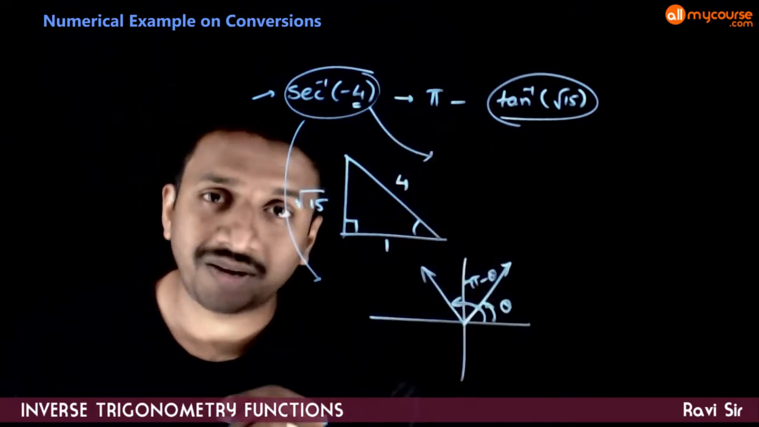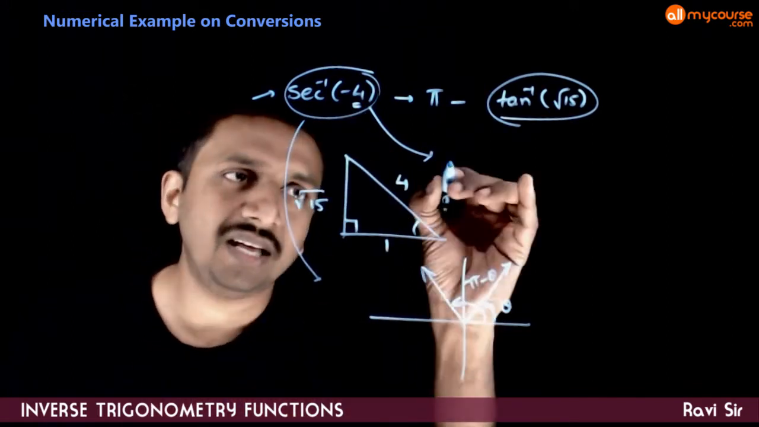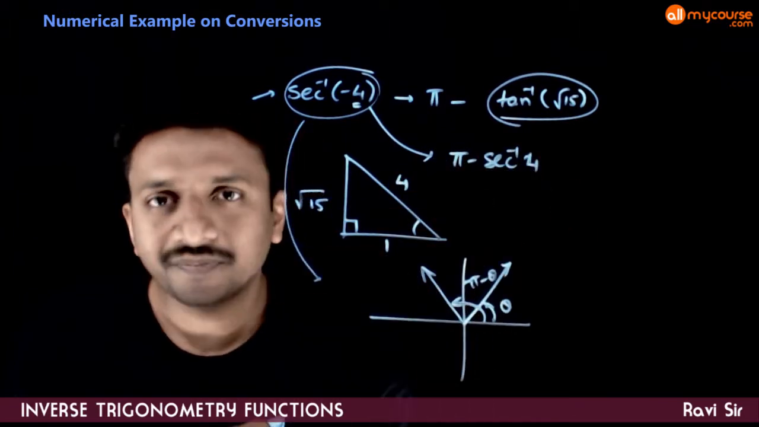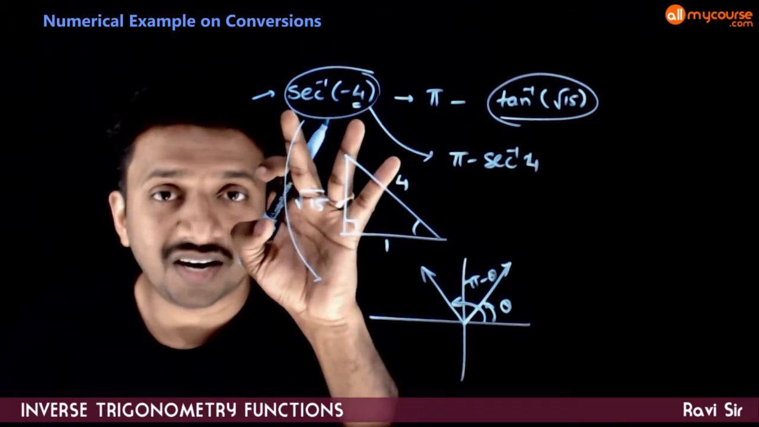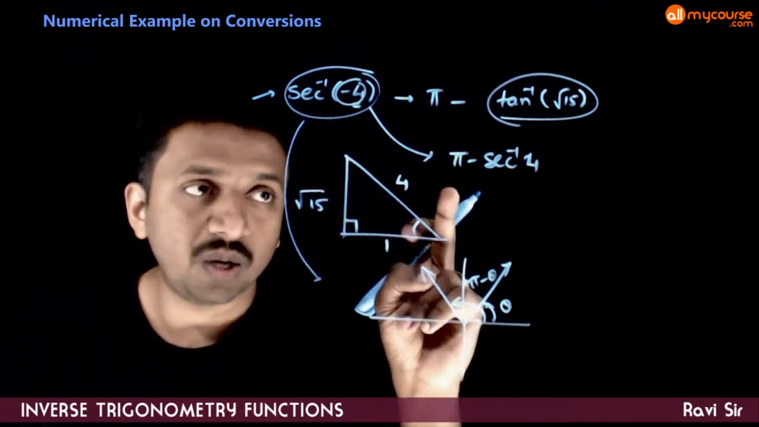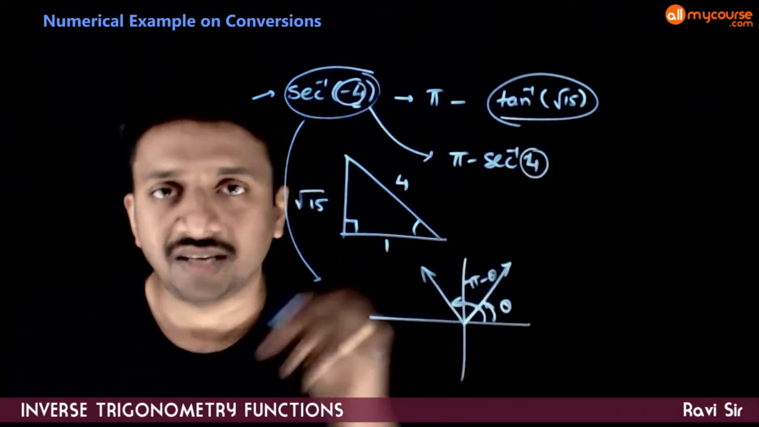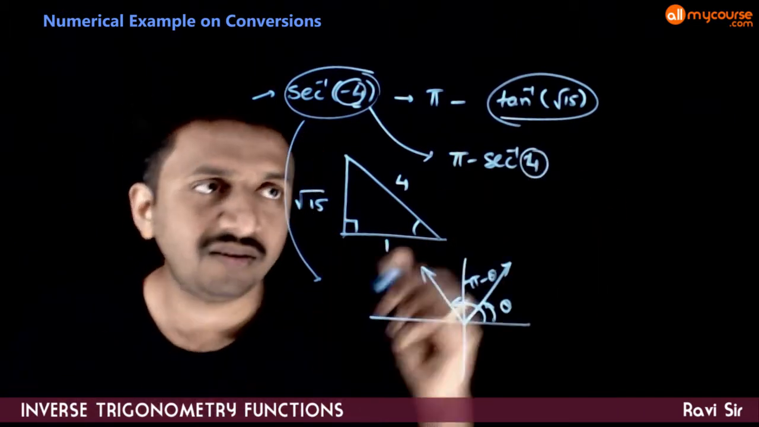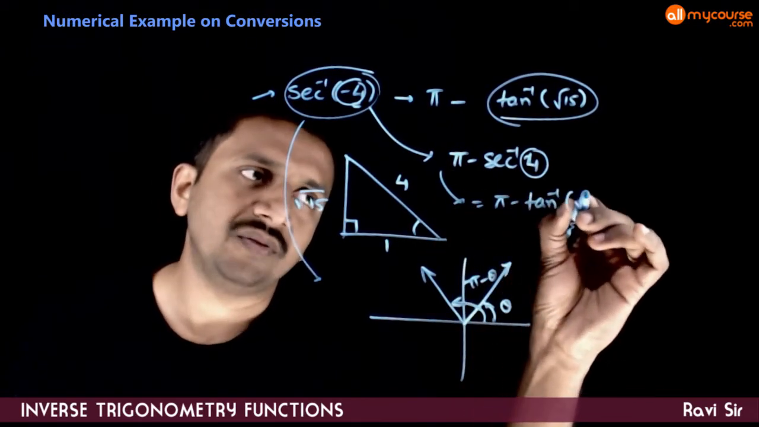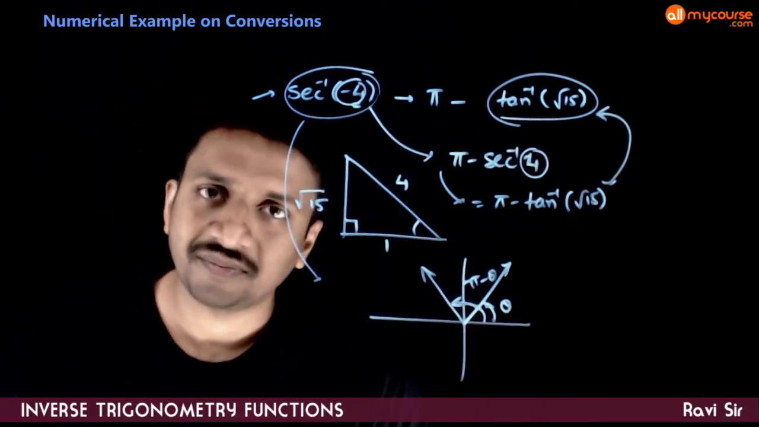Using property 1. Secant inverse of minus x is straightly equal to pi minus of secant inverse of x, right? Because the range is 0 to pi, and whenever you have minus x, it will convert into pi minus of this. And once you have a positive number inside secant inverse, you can directly use the triangle method. So this is equal to pi minus tan inverse of root 15. So as you can see, you got the same answer.